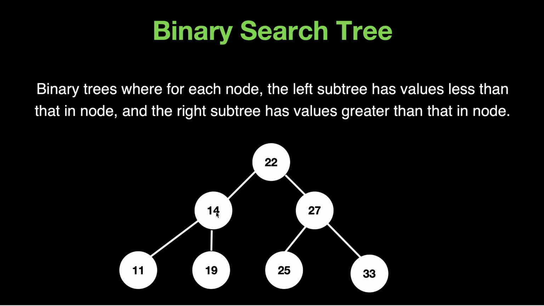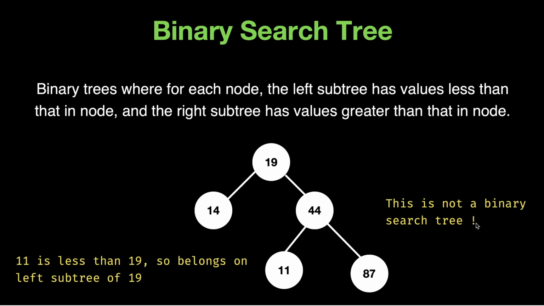And if we see the node 14 here, the left side of node 14, the node 11, is less than 14. The right side 19 is greater than 14. If we see 27, the left child 25 is less than 27. The right child 33 is greater than 27. So the left child should be less than the node and the right child should be greater than the node. That is the criteria that the binary search tree should fulfill.